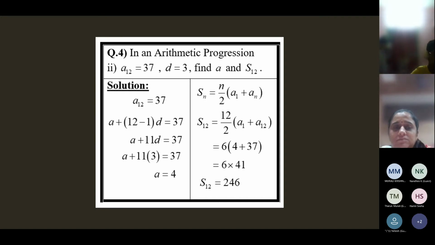Done, children? Yes, ma'am. Yeah, it's easy, right? So first find A, then you have to find S12. Because you know A12, you can use this formula itself. You know A12 is 37. Sn is equal to n by 2 of the first term plus the last term. So S12 is 12 by 2 of A1 plus A12. So substitute and get S12.